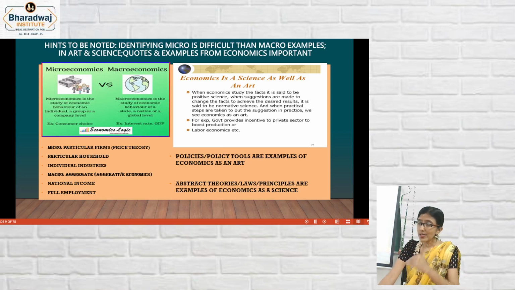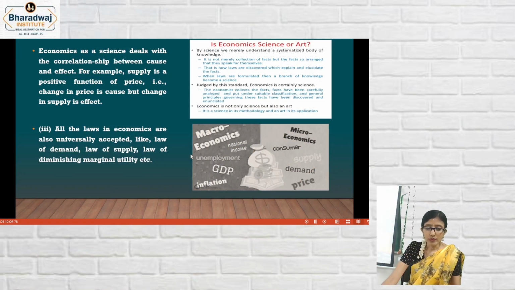Coming to art and science, which is a policy tool and which is a theory or doctrine, that is where the essential difference between art and science is given. Okay. Now, I have added some more examples for you. When you look at the PPT, as you read the PPT, it will be useful for the examination.